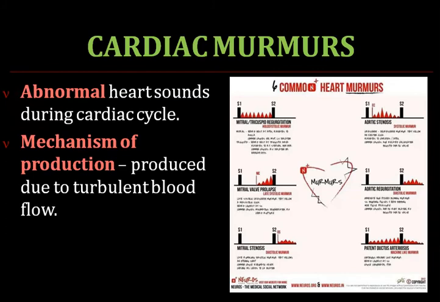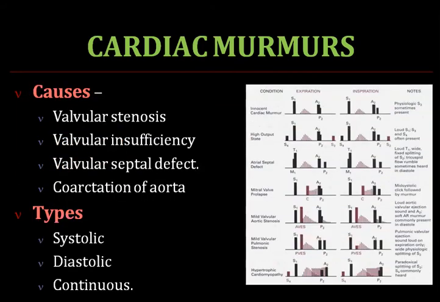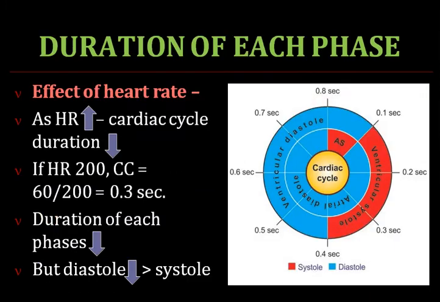Cardiac murmurs are abnormal heart sounds during the cardiac cycle. Mechanism of production: they are produced due to turbulent blood flow. They are caused by valvular stenosis, valvular insufficiency, septal defects, and coarctation of the aorta. Types are systolic, diastolic, and continuous.